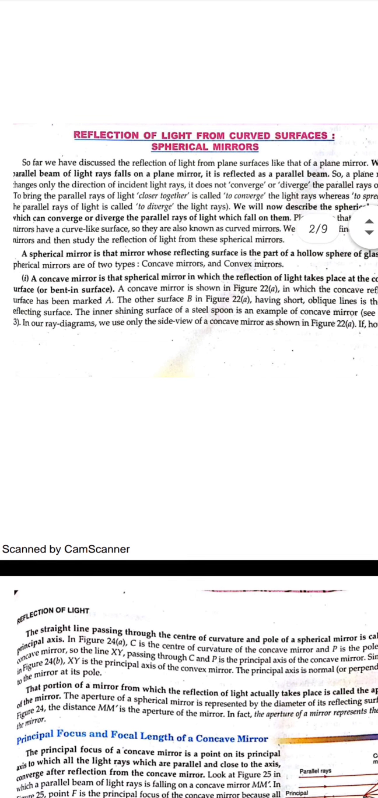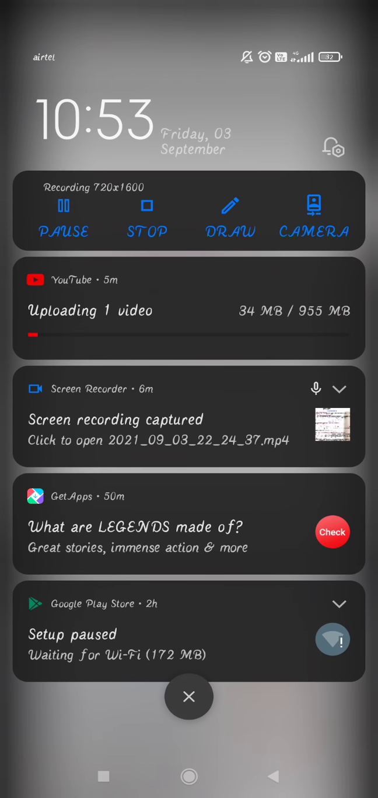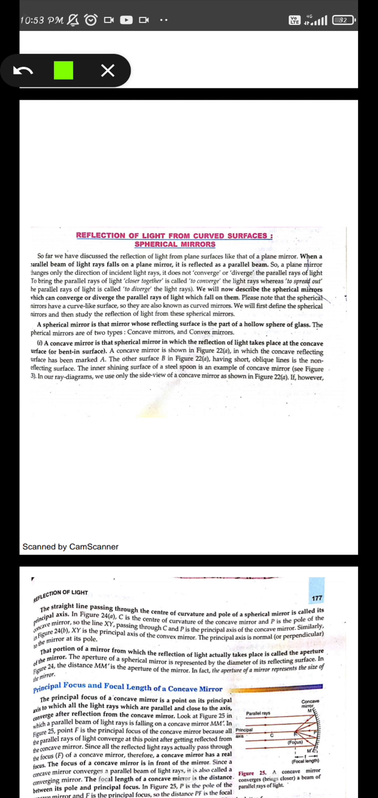Now we have seen that whenever a light ray falls on the plane mirror, it is shown with the help of a straight line. We have seen this kind of diagram in the figure, where the oblique lines are shown as the non-reflecting part, and this is the reflecting surface. Whenever the light ray falls on the surface, it returns back. So we can say that any light ray falling on the surface is reflected back as a parallel beam of light. But when we talk about the spherical mirror, it will not be like this.